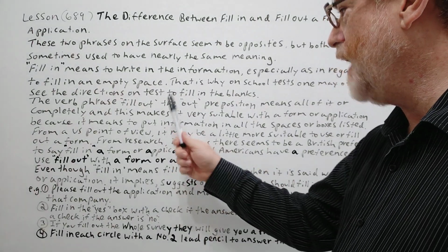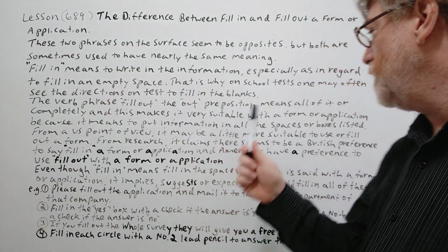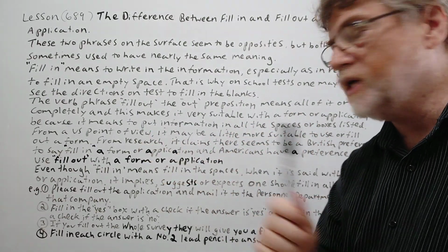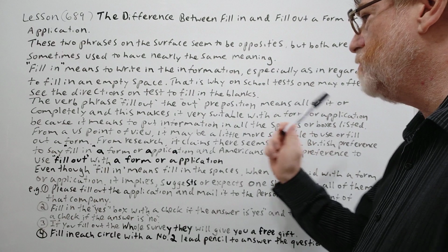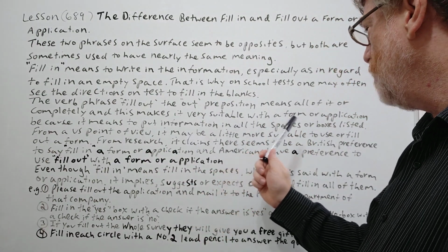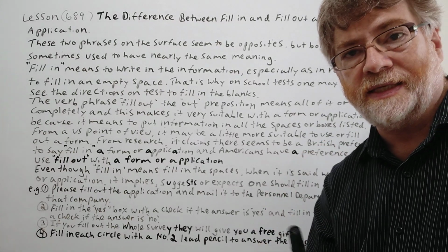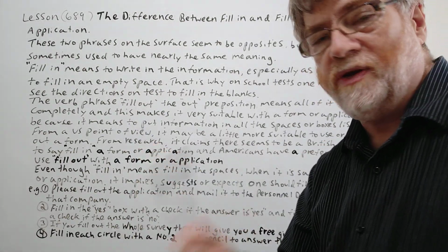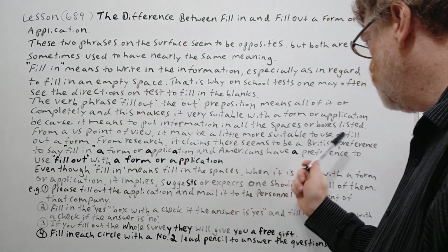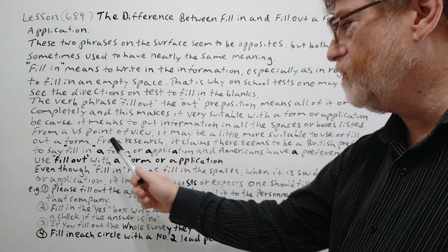The verb fill out, the out preposition, means all of it or completely. And this makes it very suitable with a form or application because it means to put all the information in all the spaces or boxes listed. From a U.S. point of view, or from an American point of view, it may be a little more suitable to use fill out a form.